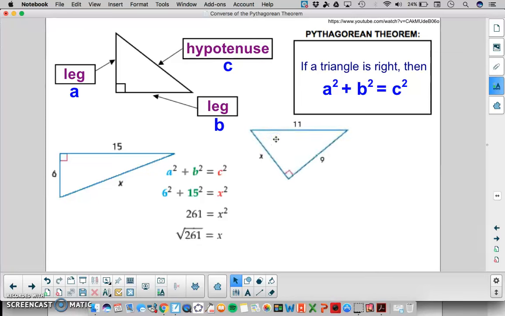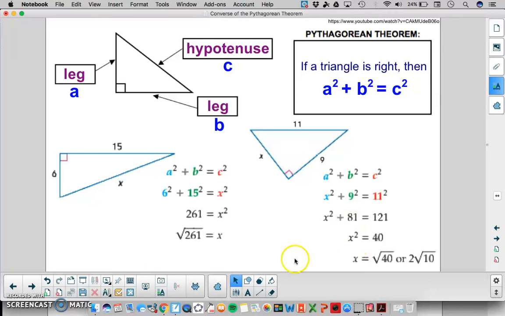For another triangle, this time we're actually missing one of the legs. So again, we're going to use the Pythagorean theorem, a squared plus b squared equals c squared, because we know already that the triangle is a right triangle. So now we have x squared plus 9 squared equals 11 squared. So x squared plus 81 equals 121. X squared is then going to equal 40 when we subtract 81 from both sides. And x is the square root of 40, or 2 square roots of 10 once that is simplified.